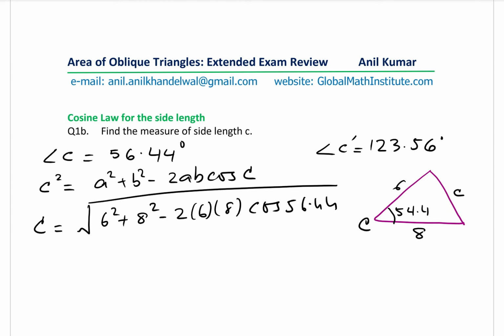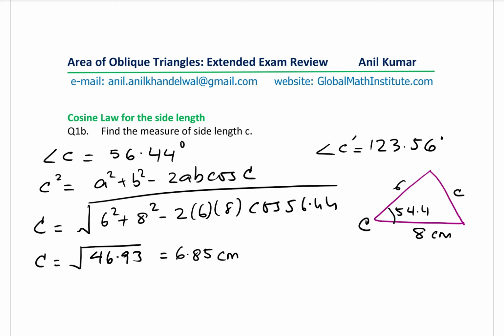So using the calculator, let's figure out this answer. So we get 6 square plus 8 square minus 2 times 6 times 8 times cos of 56.44, bracket close, equals, and then which is square root of 46.93. We'll do the square root of this. The square root of our answer gives you 6.85. The units are centimeters, right? So we get our answer: the side is 6.85 centimeters.